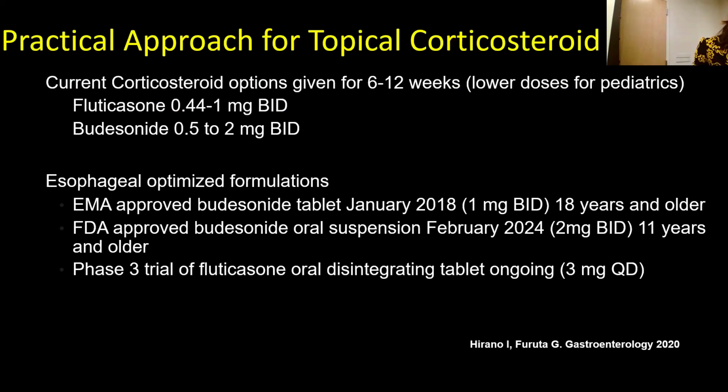So potential approaches, give it for 6 to 12 weeks. You can talk the budesonide viscous your own way. You can see if you can get it covered by insurance. You can use a fluticasone inhaler. That's getting hard now that Flovent is off the market, but you can usually get the generic.